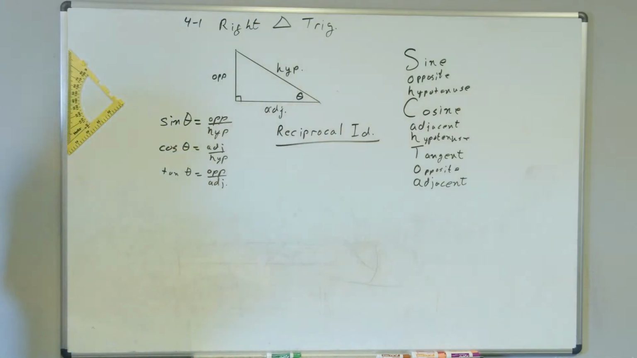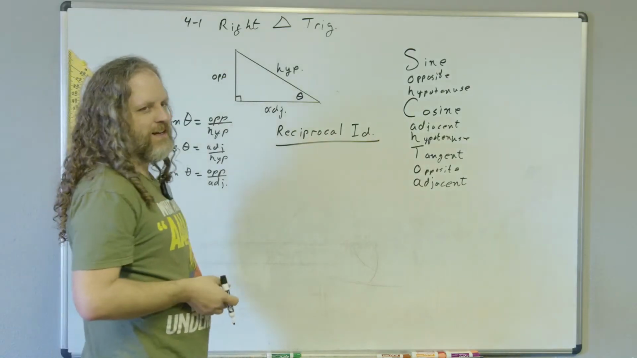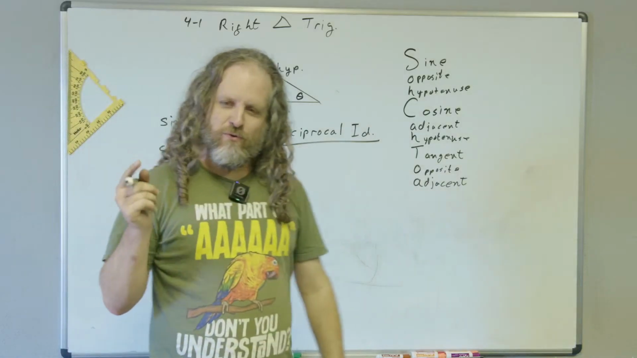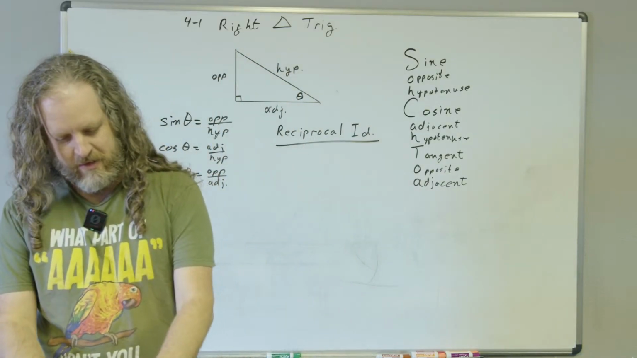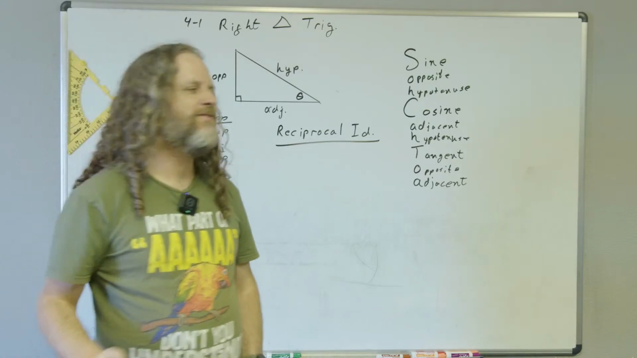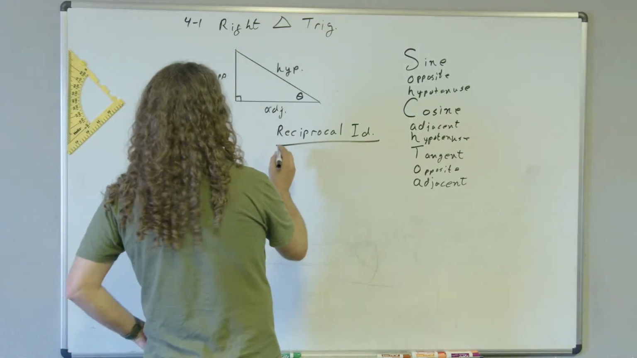This is really, if I'm not greatly mistaken, the first new thing that we've covered. We don't cover reciprocal identities in geometry. Okay? So the reciprocal identities are the reciprocals of the main ones. And the way you remember them is S to C, C to S. Easy peasy.